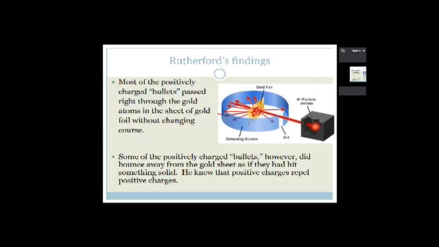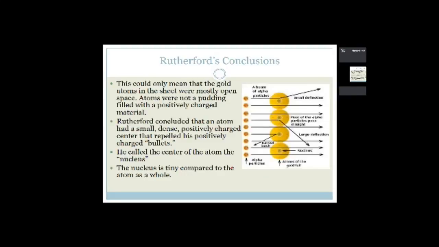And then there were some that were reflected or deflected, okay? And he knew that positive charges repel positive charges. So what he concluded, and I want to do this because we talked about it in the last lesson, was that the gold atoms in the sheet were mostly open space. They couldn't be solid, because otherwise the particles wouldn't have been able to pass through without making a hole in it, right? Secondly, he said the atoms were therefore not a pudding filled with a positively charged material, right? He concluded that an atom had a small, dense, positively charged center. The reason he said it had to have a small, dense, positively charged center was because some of these alpha particles were reflected.